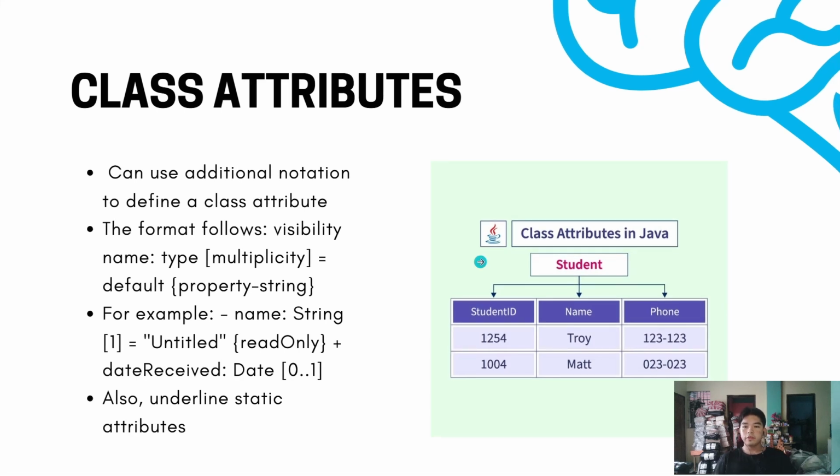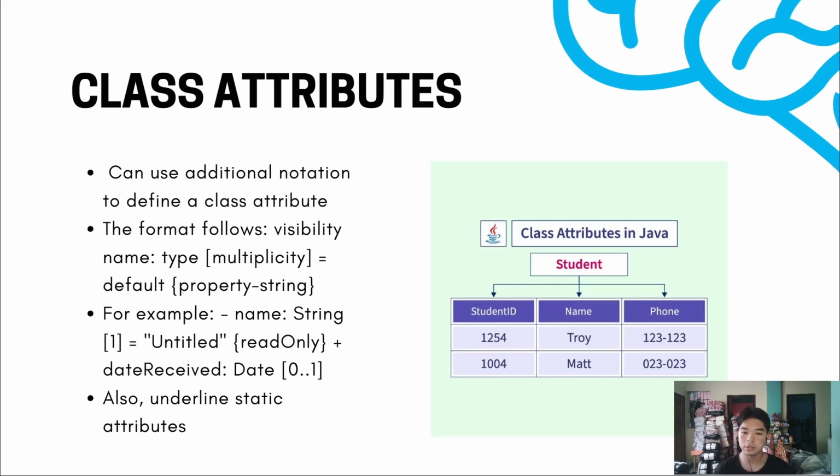Okay, moving on, we have the class attributes. So what is a class attribute? A class attribute can use additional notation to define it. The format follows: visibility, name, then its type, then its multiplicity, equals default, and property string. For example, name, then a string, an array, and its name untitled. Okay, so just an example to give an overview.